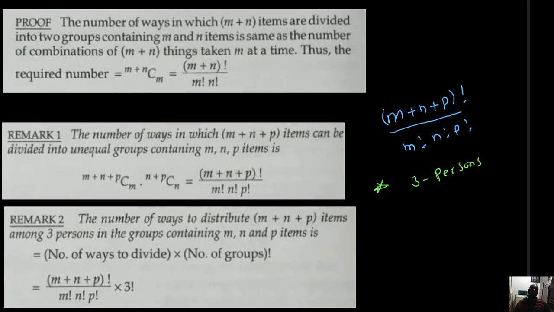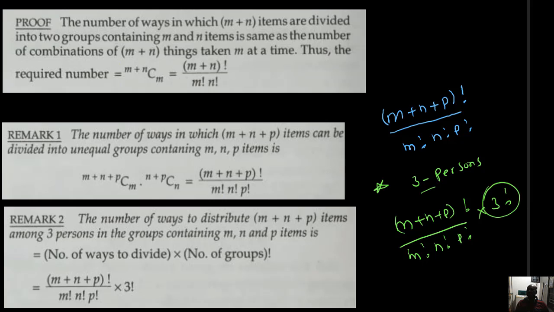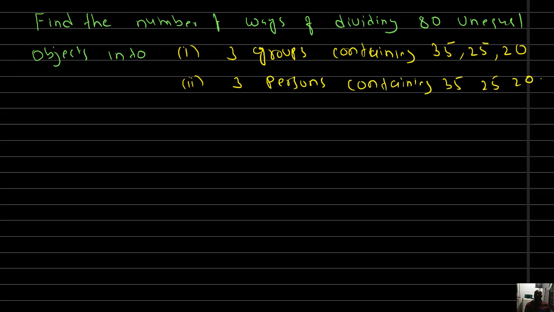So that one person will get m, another person will get n, another person will get p, what should we say? Your answer should be (m+n+p)! by m! into n! into p!, into 3! into 3!. Persons means order is involved. Order is important. So A, B, C and C, A, B are treated as different while distributing among the persons. That's okay, students.